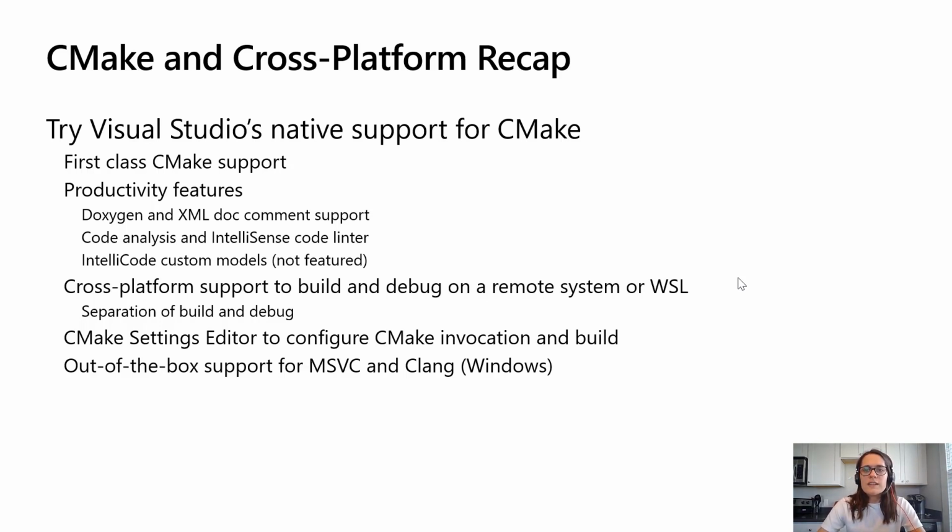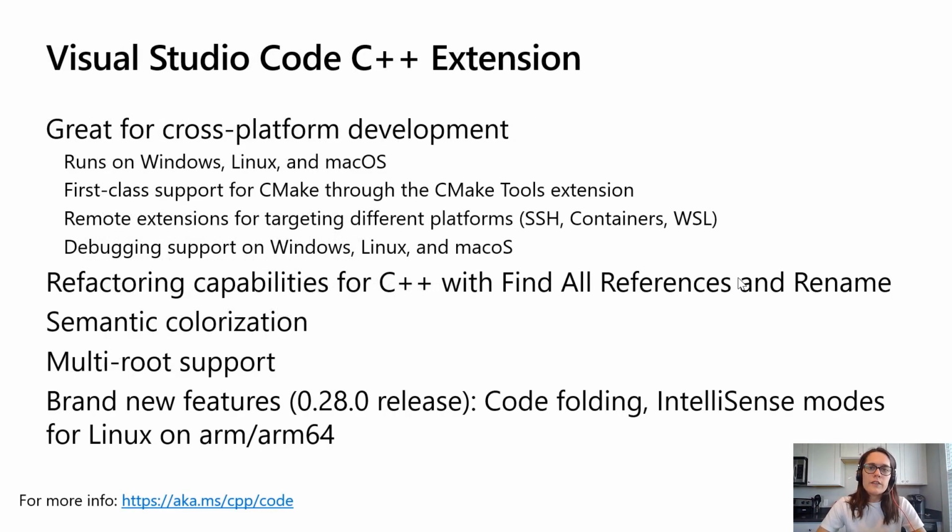One productivity feature that I didn't have time to cover in the demo today is that C++ has support for IntelliCode custom models, which means that you can train your IntelliCode suggestions over your own repository. Another great option if you're interested in cross-platform development is the C++ extension for Visual Studio Code. VS Code itself is cross-platform and runs natively on Windows, Linux, and Mac OS, and our C++ extension provides a first-class debugging experience on all of those platforms. We also recently became the primary maintainers of the CMake tools extension for VS Code.